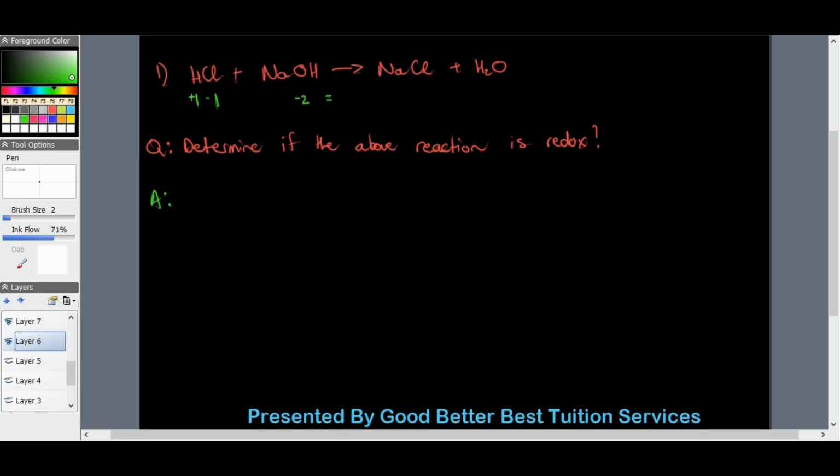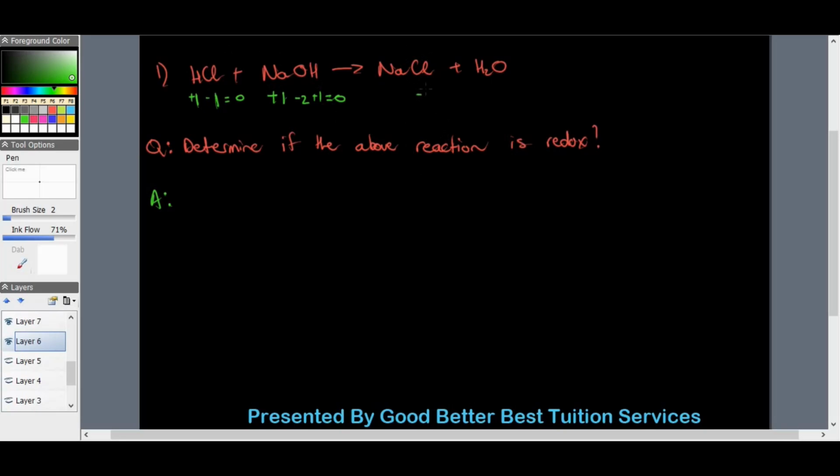Well, sodium is in the same group as hydrogen, so that also gets positive 1, and hydrogen is always positive 1. So positive 1 plus 1, positive 2 minus 2 gives me 0. I know I have given the correct oxidation numbers for both the acid and the base. Come to the products, same thing.